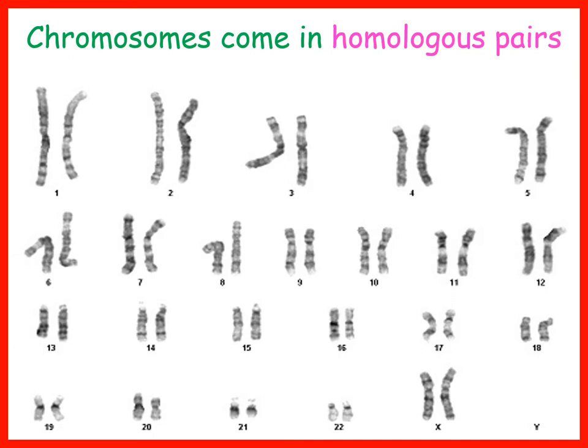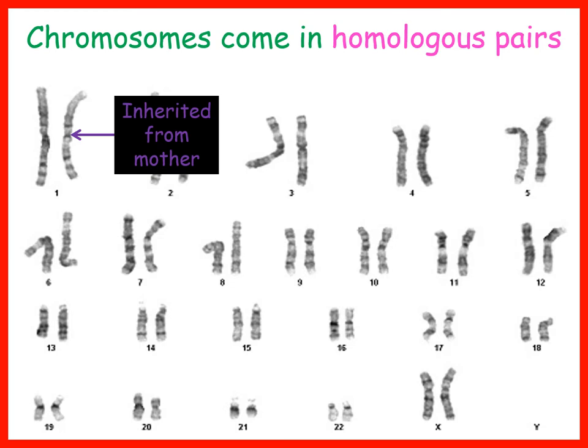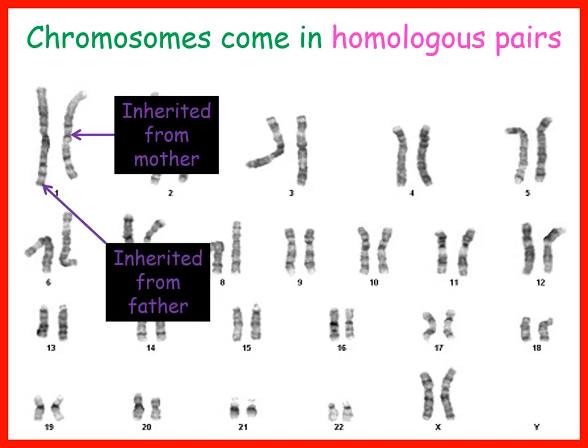Now when we look at these chromosomes, we learned previously that they come in homologous pairs, and that's because one copy of each of these homologous pairs come from the mother, and the other copy is inherited from the father. Effectively, if you were to inherit a brown eye colour allele from your mum and a brown eye colour allele from your dad, you would express brown eye colour. However, what happens if you inherit two different alleles from the parents? So a blue eye colour allele from the mother and a brown eye colour allele from the father.